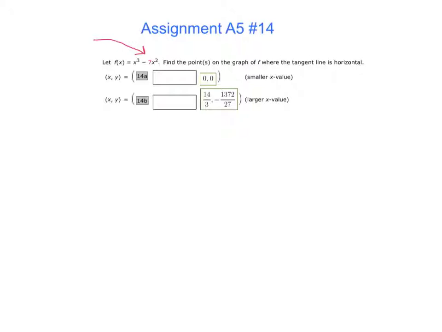And through our studies in lesson 3.1, we know that a horizontal tangent takes place when the slope is 0. And we also know that derivative functions help us find the slope. So in a nutshell, what we're going to do is use our derivative rules to find f prime of x. We're going to set that equal to 0 and see what our points are. Okay, so let's get started with this.